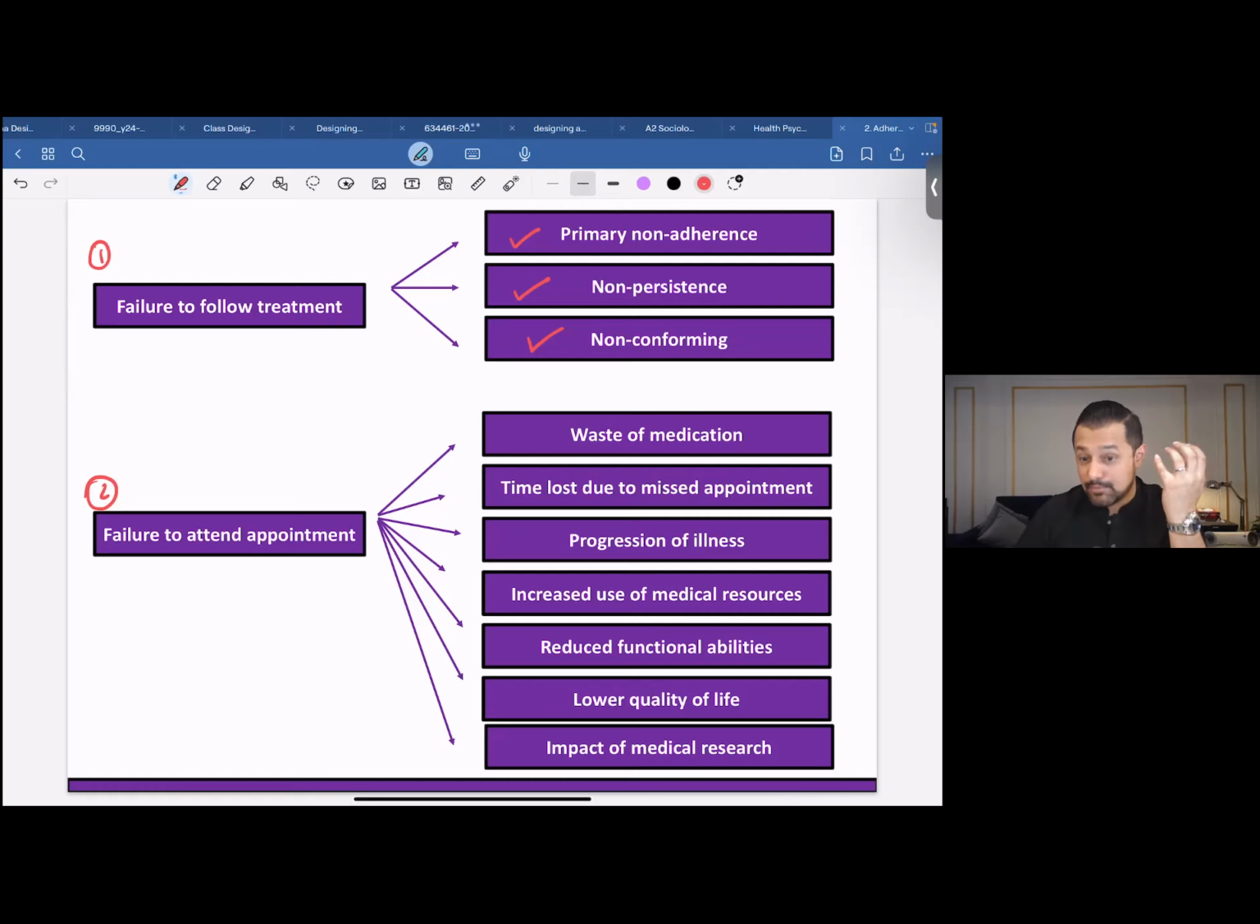However, failure to attend appointments could again be put into further categories, such as: if you're not attending the appointment, you are wasting medication. Number two, time lost to missed appointments. Number three, progression of illness. The illness might get worse. Number four, increased use of medical resources. You are misusing the medical resources. Number five, reduced functional abilities. Number six, lower quality of life. Number seven, the impact on medical research.